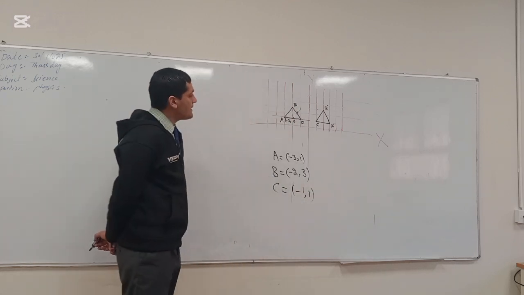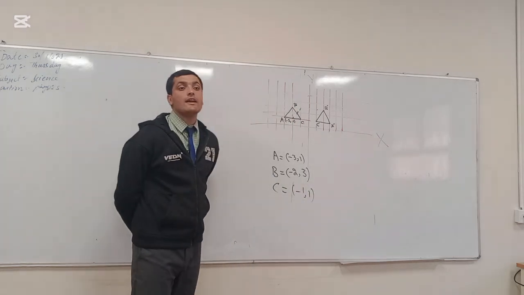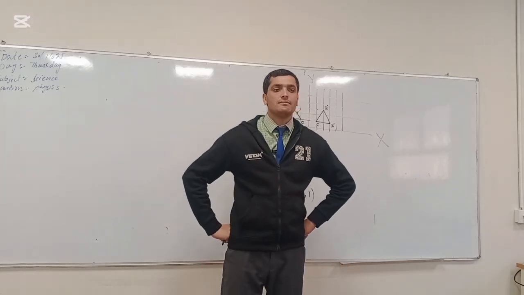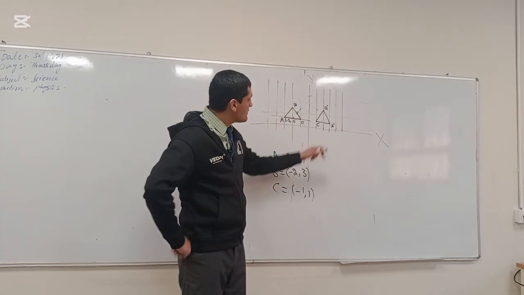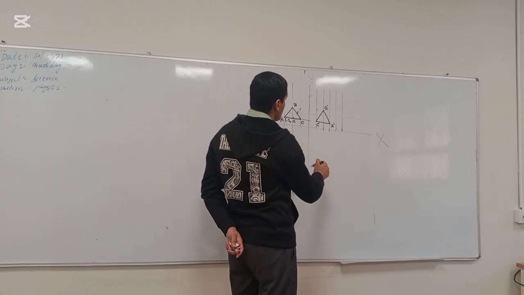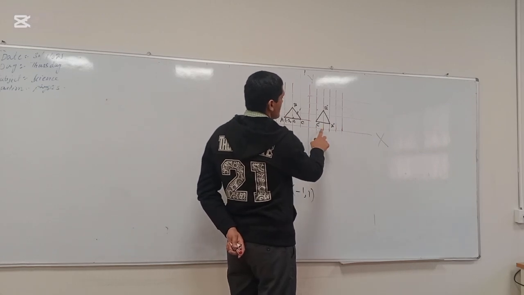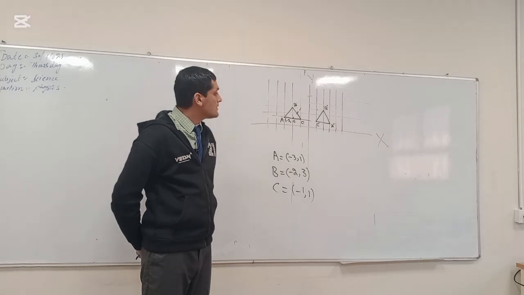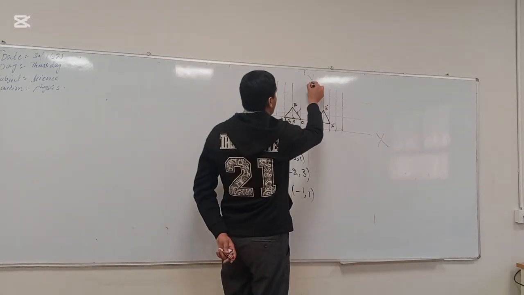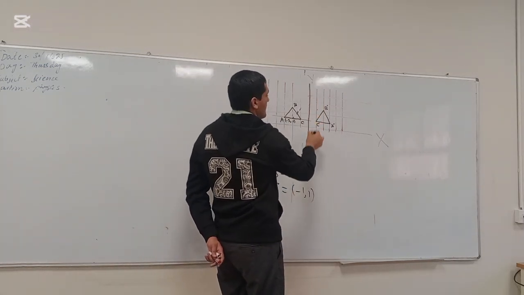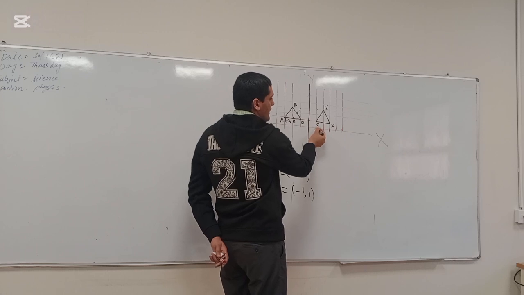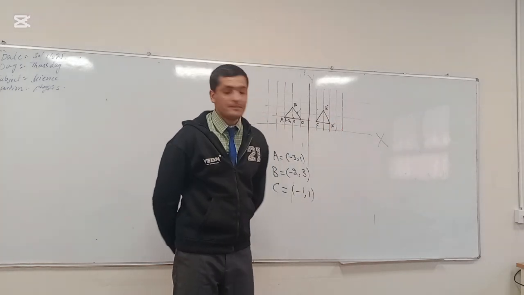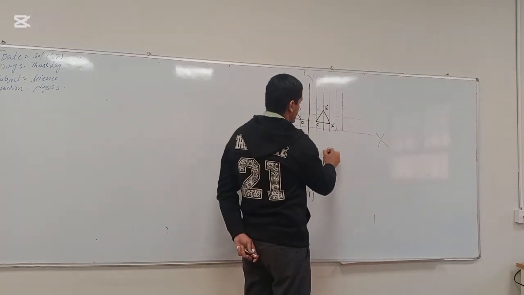Now tell me the coordinates of A dash, the mirror image. Yeah, 2 and -1. What are you doing? 1, 2, 3. Not 4. This one is the y-axis. From here you have to start counting. 1, 2, 3. So 3 and 1. So the A dash is 3 and 1.